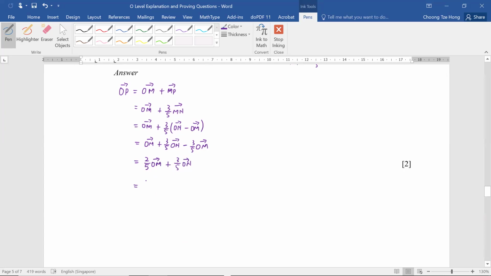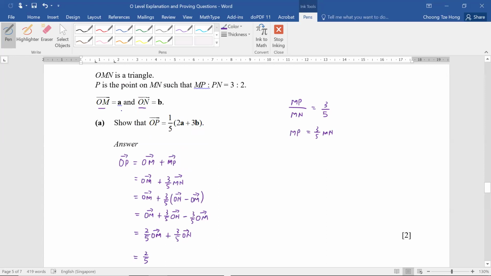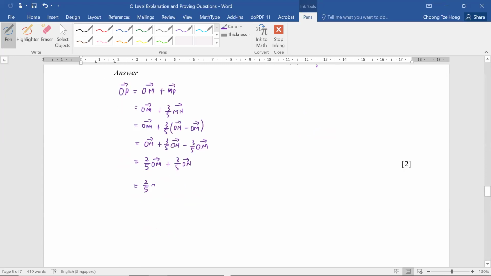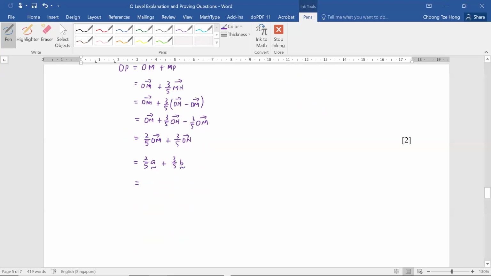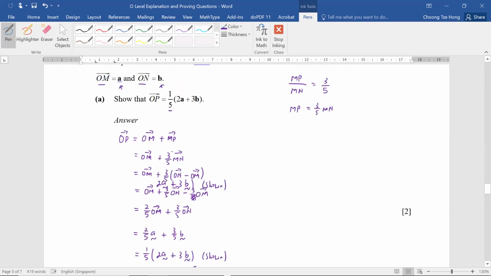Let's say I put in the A and B first. OM is A, given here, and ON is B, so we can put them inside here: 2/5 A plus 3/5 B. Then, in order to put it in the form that you want, you see they have factorized out 1/5, so let's factorize out the 1/5 as well. So 1/5 (2A plus 3B). This is what they want us to show, so we just write show. So this is the answer.